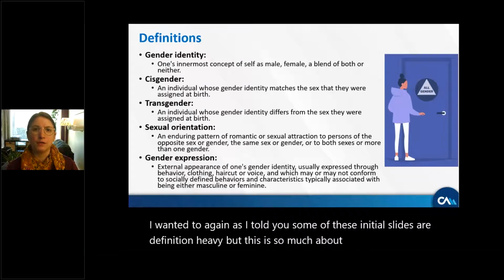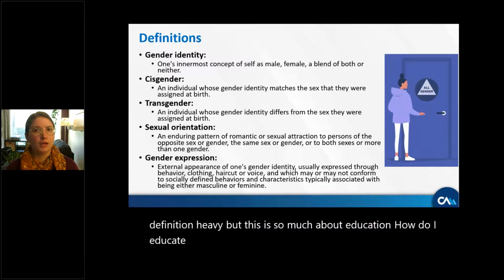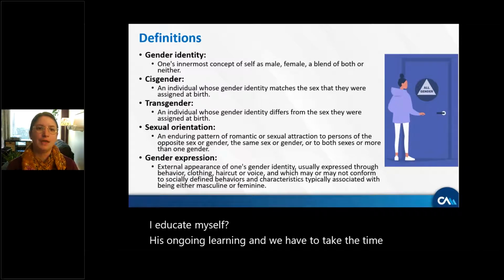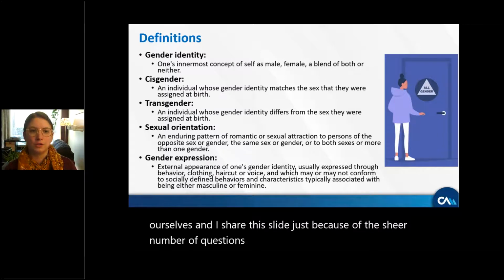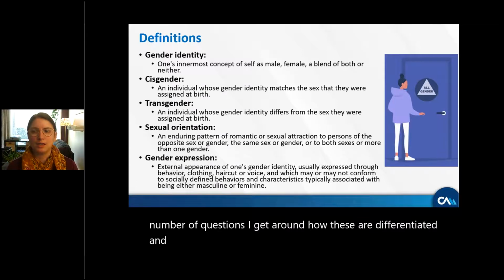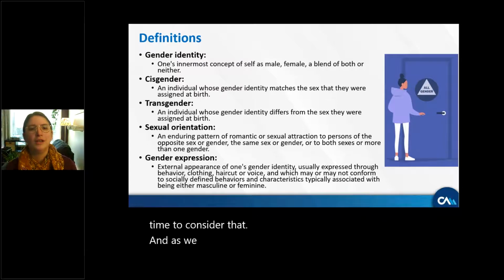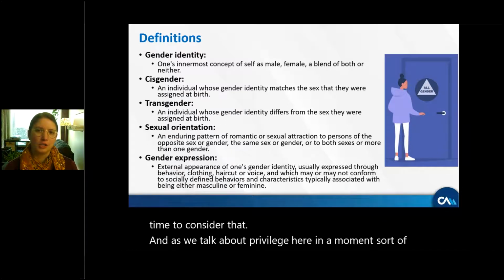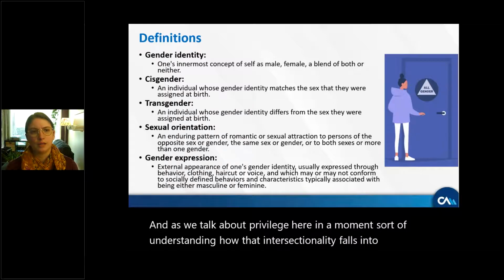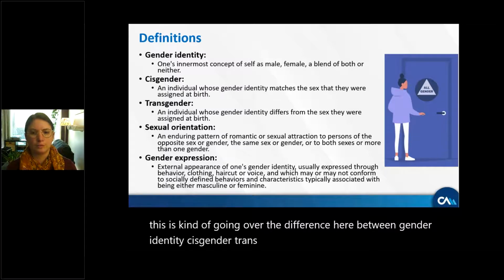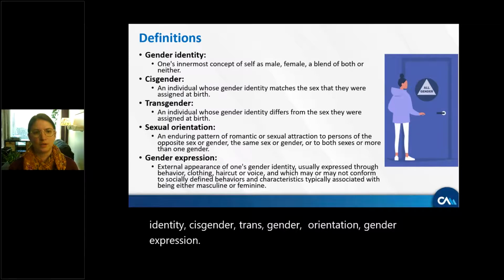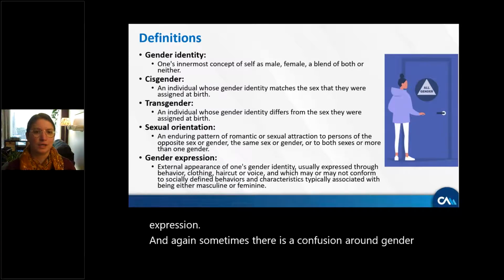How do I educate myself? This is ongoing learning, and we have to take the time to educate ourselves. I share this slide just because of the sheer number of questions I get around how these are differentiated. So really understanding that, taking time to consider that, and as we talk about privilege in a moment, understanding how that intersectionality falls into place. This goes over the difference between gender identity, cisgender, transgender, sexual orientation, and gender expression. And sometimes there's confusion around gender identity versus sexual orientation.